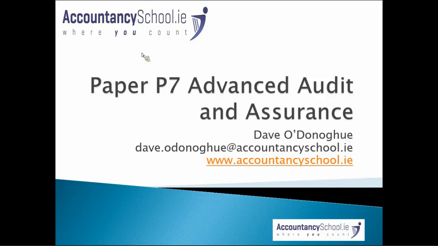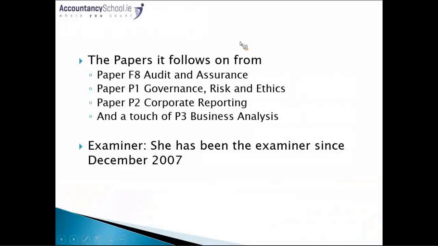Now, this P7 paper follows on from a number of ACCA papers that you would have seen before. It follows on from F8, P1, P2, and there's a touch of P3 in it. The examiner is a lady named Lisa Weaver, who's been the examiner since 2007. So we've got a good number of ACCA papers at this stage which we're able to use to see what the paper looks like. It is important just to keep note there of the papers that it follows on from.